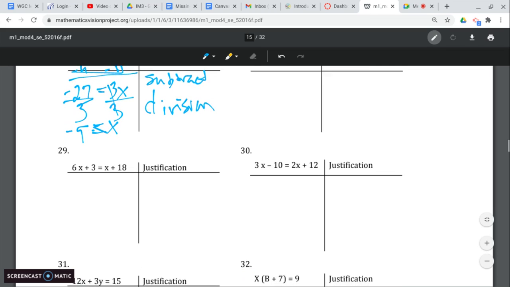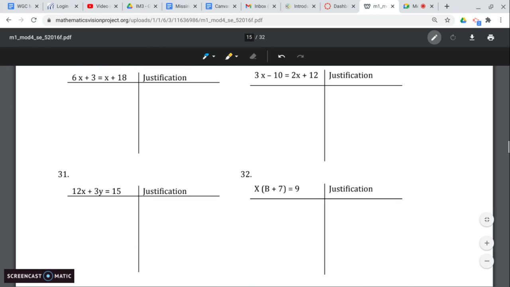All right, 29, we have an x on both sides, so we want to get those combined first and foremost, at least I like to. There's 4 different ways to start this though, so you can take your pick on how. I'm going to start by subtracting x, because it's positive over there, so subtract. So we have 5x plus 3 equals 18. Now we need to subtract the 3 from both sides.